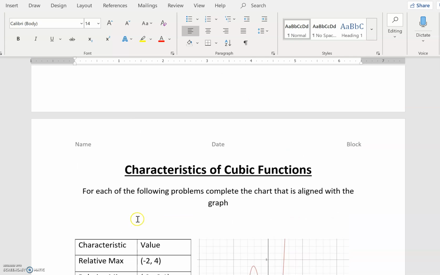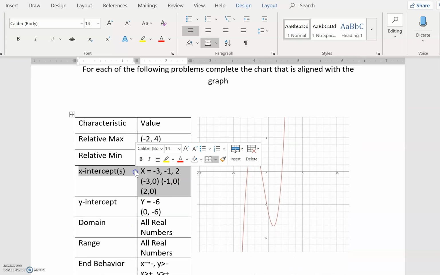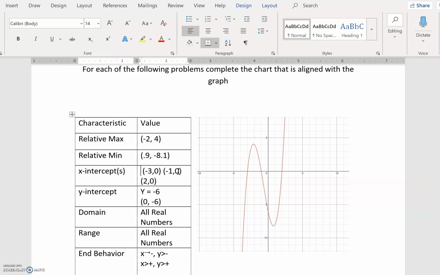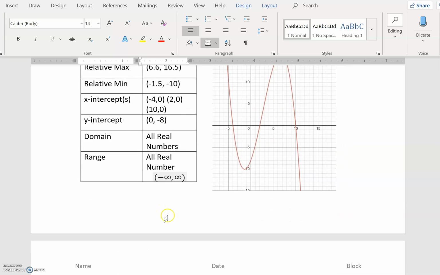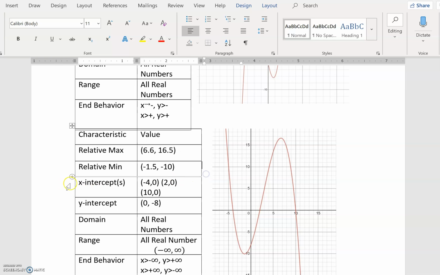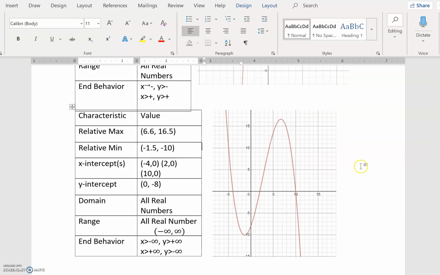All right, so I'm going to delete that so we can maybe get our tables back together a little bit. Let's see if I can get that. Oh, okay, the bottom. All right, there we go.